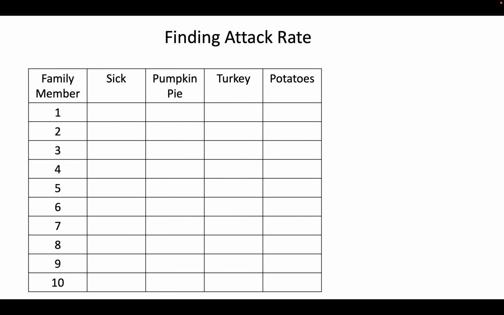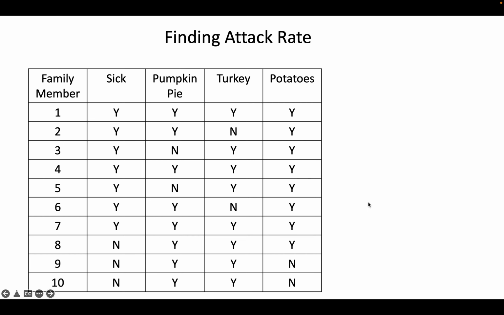So this is what a table might look like for calculating attack rate. Each of these rows is a person who is at the dinner. That first column is their sickness status, so whether they got sick following the dinner. And then we have each of the things that they ate. These could be coded with zeros or ones, but I'm just putting Y for yes or N for no.